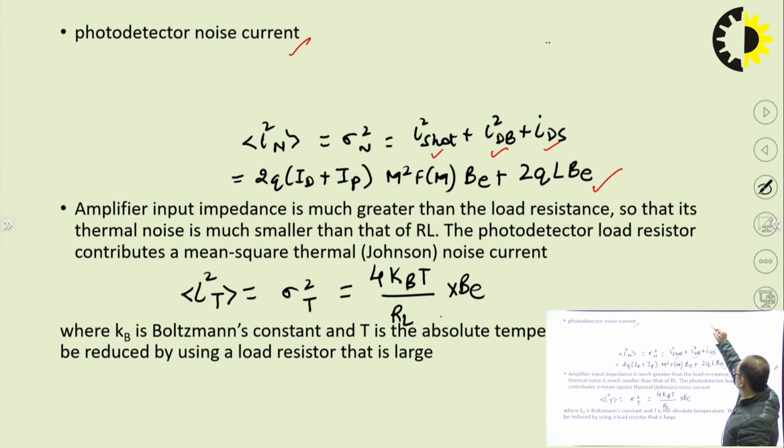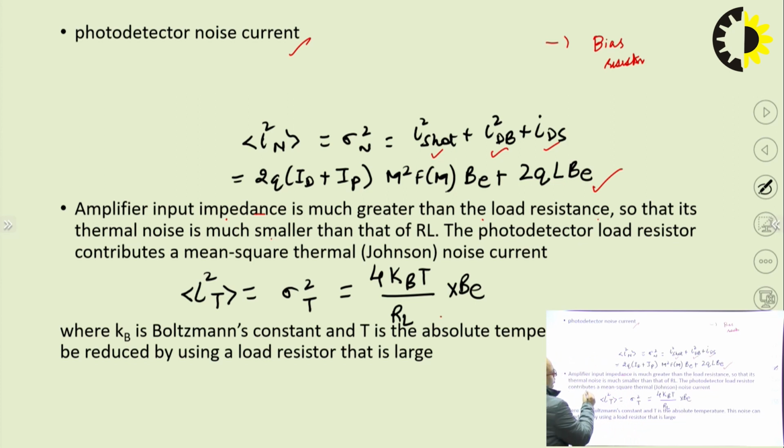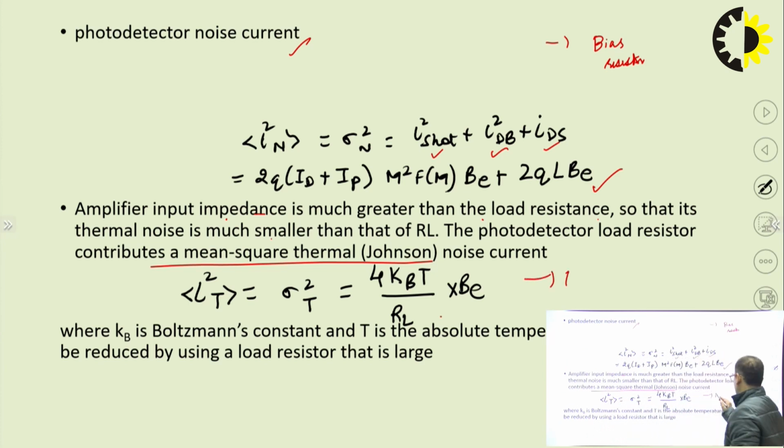Now the next source of noise is due to the bias resistor. The amplifier input impedance is much greater than the load resistor, so its thermal noise is much smaller than that of RL. This load resistor contributes what? Mean square thermal noise current, that is equal to 4 kBT upon RL into B. So this one is due to the bias resistor or RL at the amplifier. Clear? This kB is the Boltzmann constant and T is the absolute temperature.